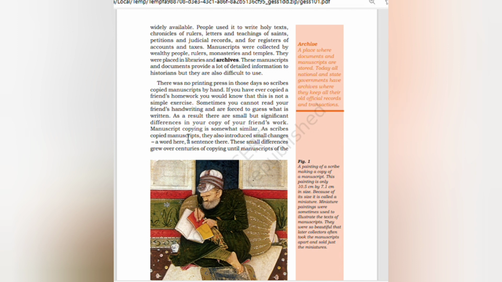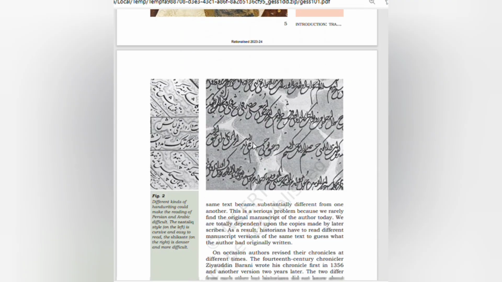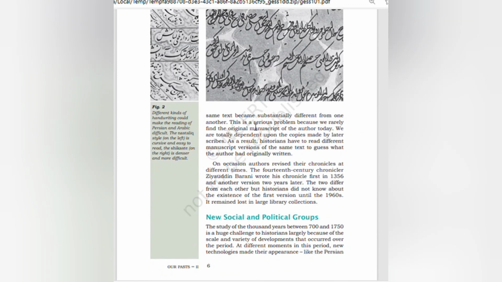As scribes copied manuscripts, they also introduced small changes, a word here, a sentence there. These small differences grew over centuries of copying until manuscripts of the same text became substantially different from one another. These are the different kinds of Persian and Arabic scripts. Reading Persian and Arabic could make it difficult. Okay, Nastaliq style.